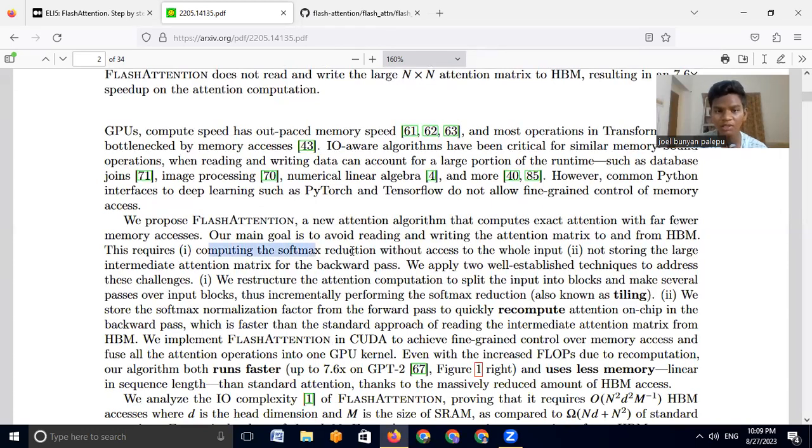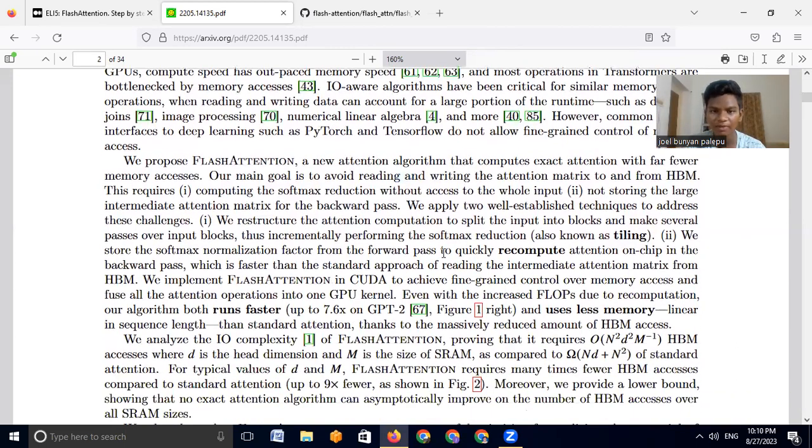This requires computing the softmax reduction without access to the whole input. So there is also one approach in which we will not compute softmax all at once. Softmax is used a lot in transformer architecture. Rather than performing softmax on the whole data, we'll perform it step by step, creating blocks, which are pretty much used in this paper.